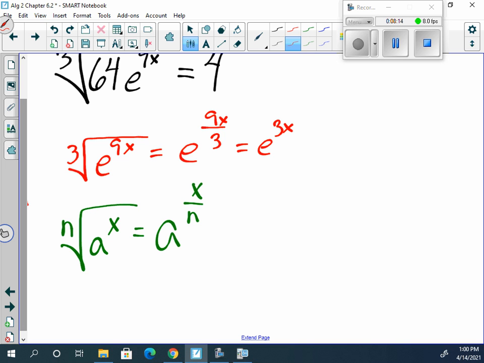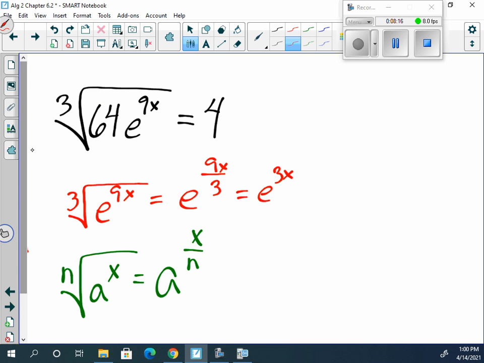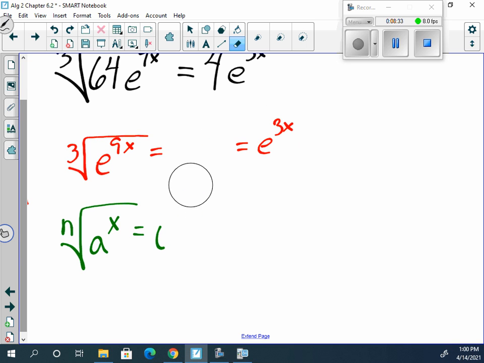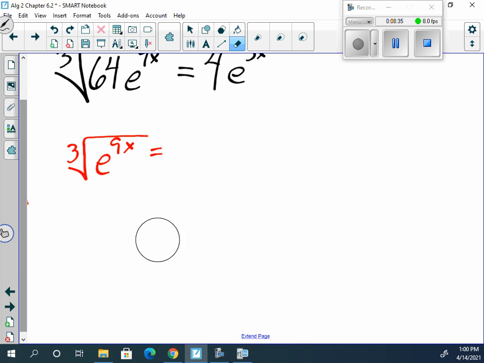So, for our original problem here, this would be 4e to the 3x. Any questions on this here? Now, again, I was thinking through this and kind of like, well, does that always work? Well, yes, it actually ends up always working.